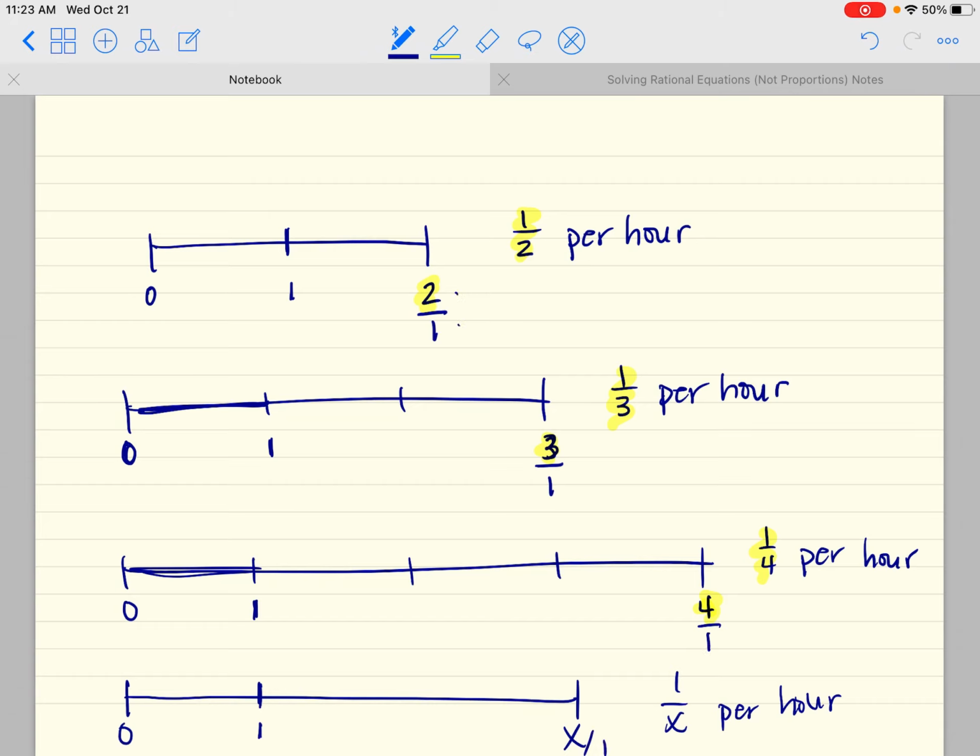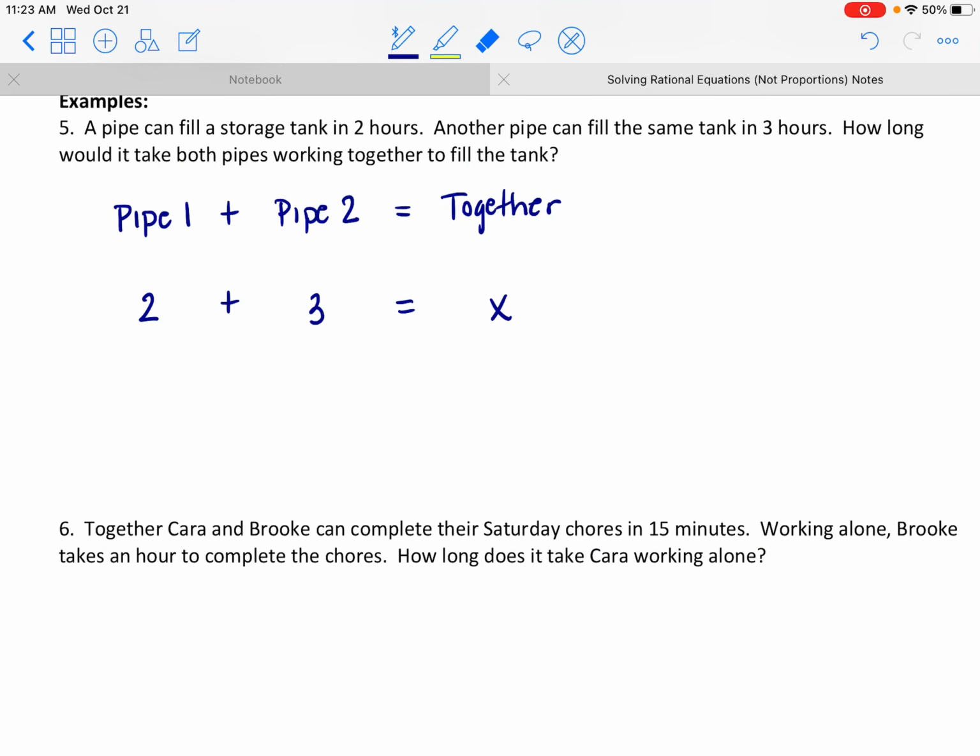2 over 1 flipped over is 1 over 2. 3 over 1 flipped over is 1 over 3. 4 over 1 flipped over is 1 over 4. X over 1 flipped over, 1 over x. And if it happens to be a whole number, you can think about it as just sticking a 1 over it. So 2 hours is half the job per hour, 3 hours is a third of the job per hour, and so on. Okay?